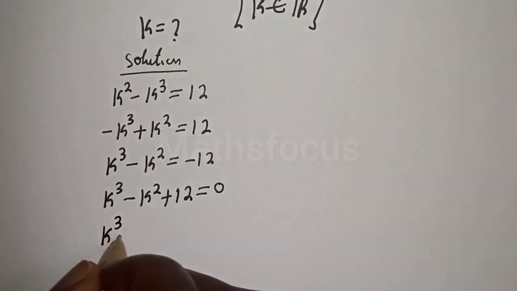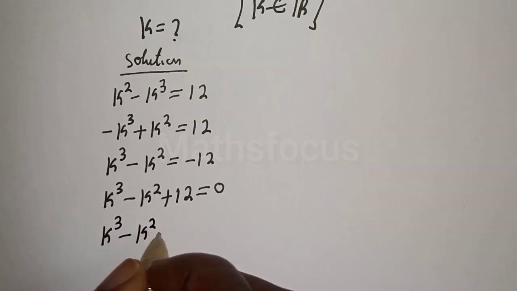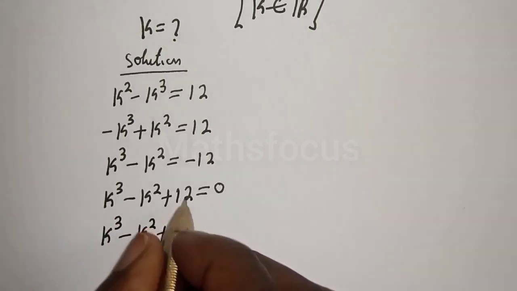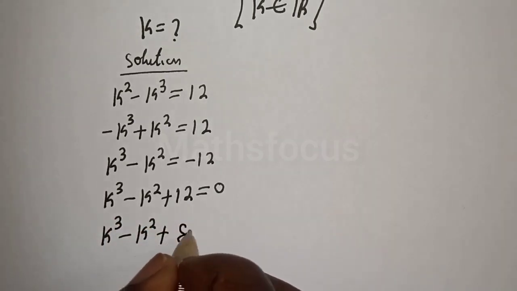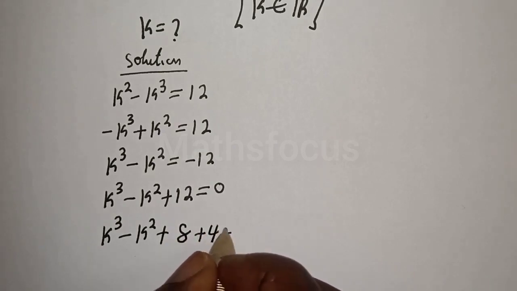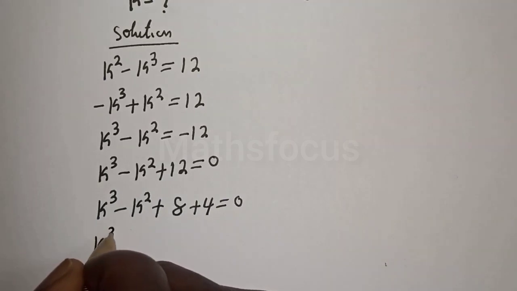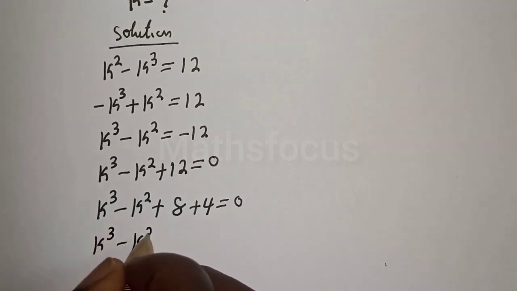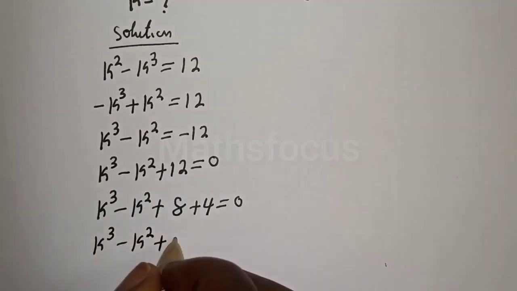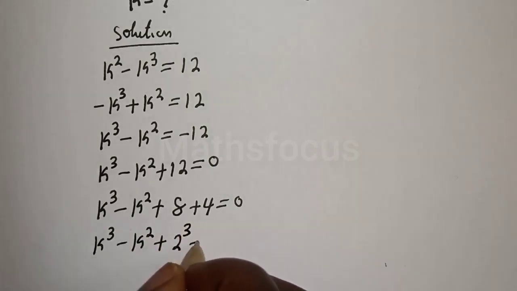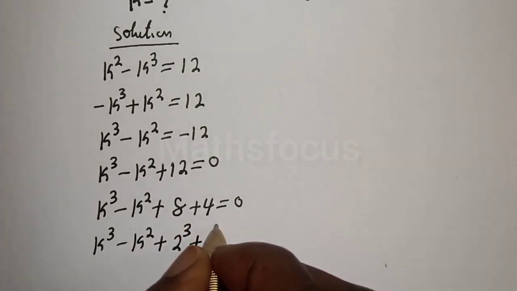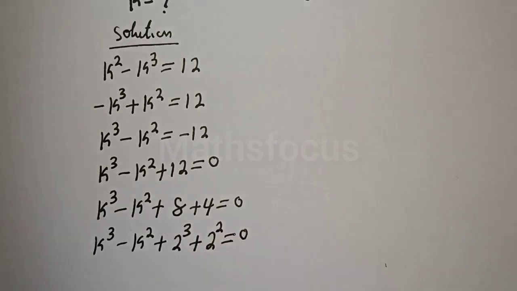k raised to power 3 minus k square plus 12 can be written as 8 plus 4 is equal to 0. Then k raised to power 3 minus k square plus 8 plus 4 can be written as 2 raised to power 3 plus 2 square is equal to 0.